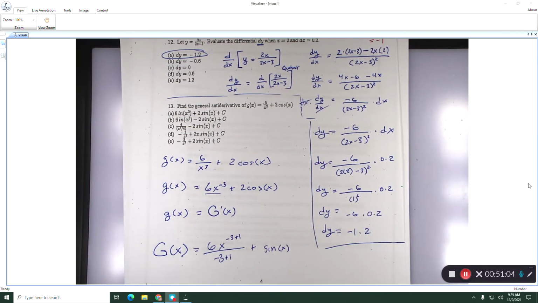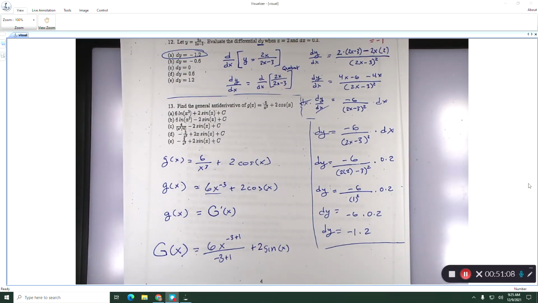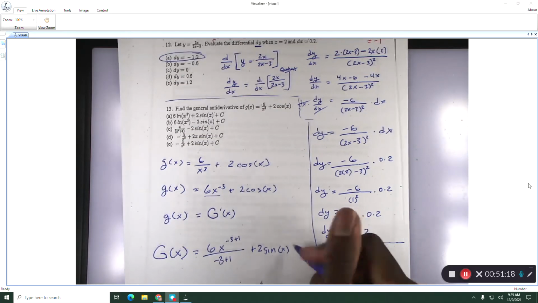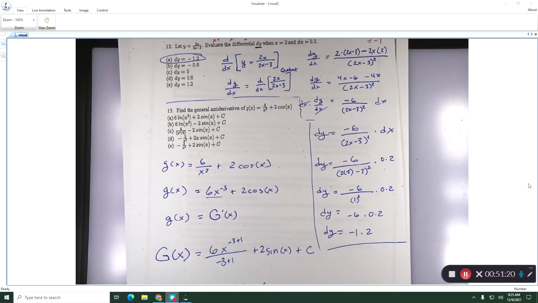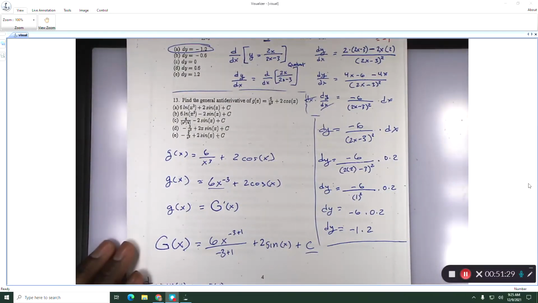Oh, and I forgot something here, my 2. My 2 is a scalar. We can pull it out. It's not a part of the derivative. We can take it out. It just scales the derivative up. We don't do anything with that. And then we add a constant, all right? Some constant. So generally with your antiderivatives, you should always have that plus c at the end.